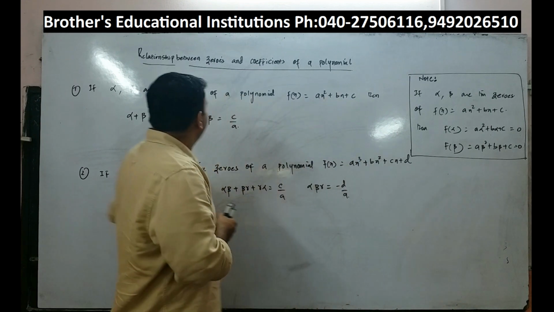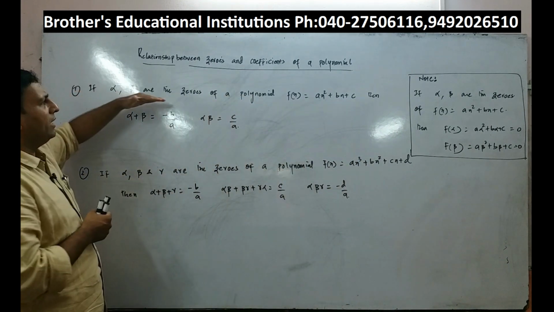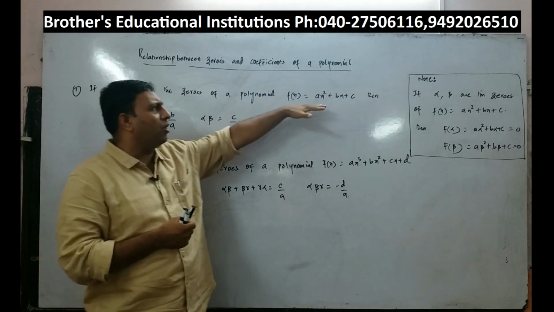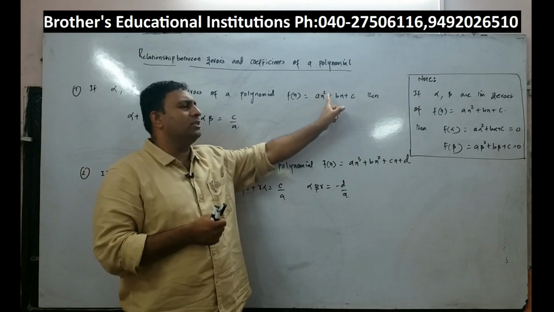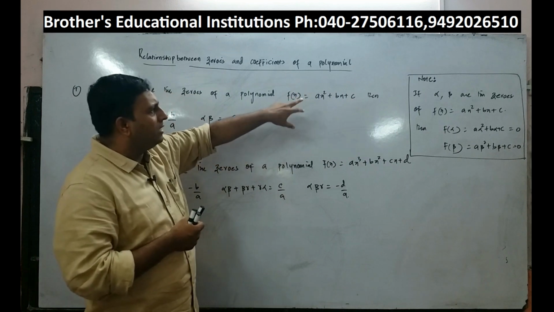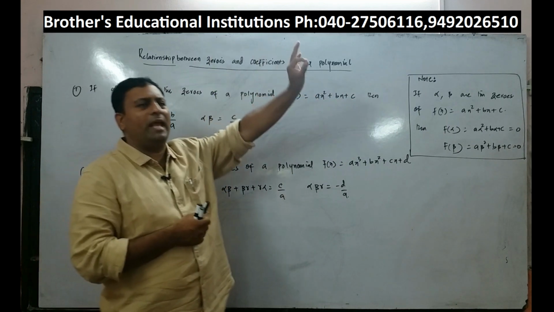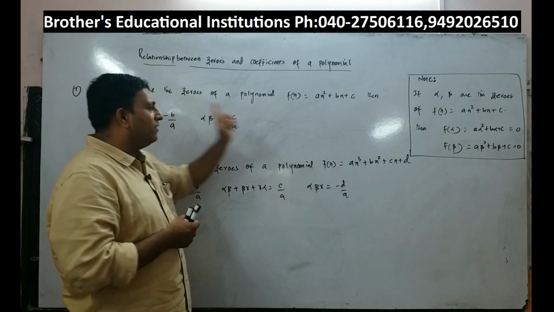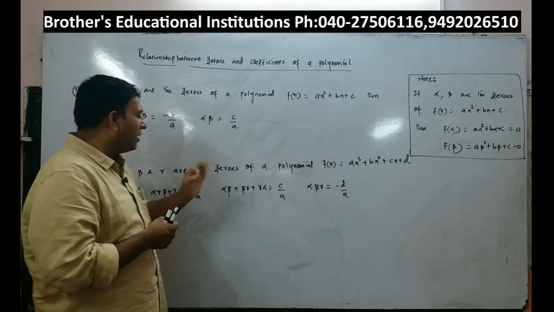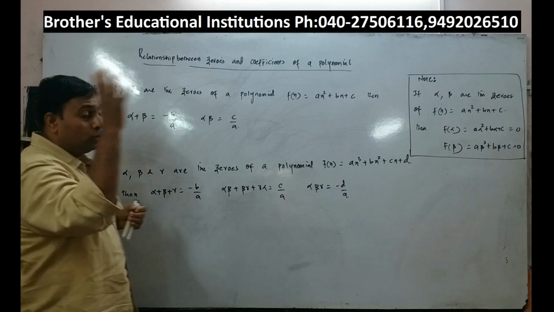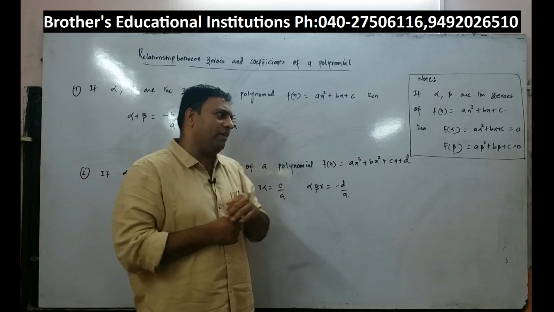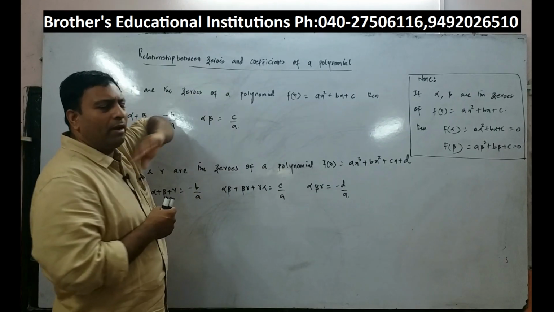I will take, for example, if alpha, beta are the zeros of a quadratic polynomial. Why did I say quadratic? Because the degree is 2. Remember, if the degree is 2, the maximum number of zeros it can have is 2. If the degree is 3, the maximum number of zeros it can have is 3. That you always keep in mind. It is not mentioned anywhere in the textbook. So let me come to the point.